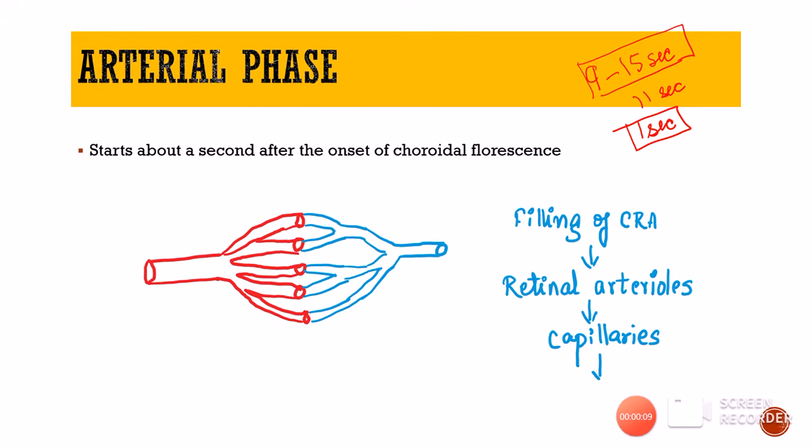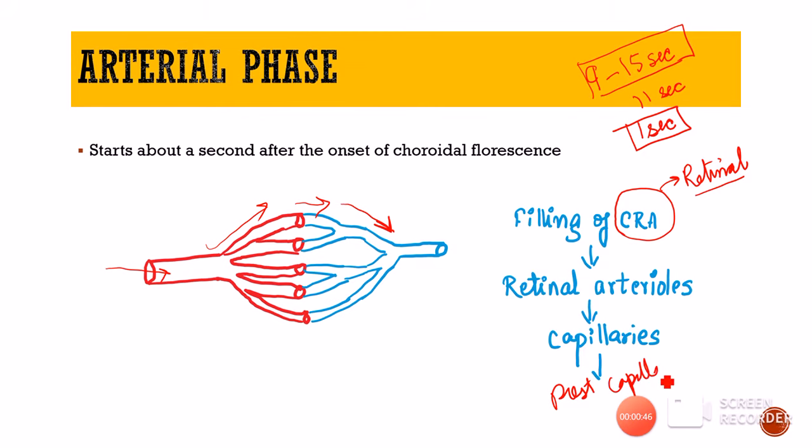So the arterial filling actually starts with the filling up of the central retinal artery. I already told you that the retinal system of the vasculature is actually coming from the central retinal artery. So the central retinal artery will get filled up, and then the blood will flow through the retinal arterioles, and finally they are going to go into the capillaries. And then we have the post capillary venules. So all this passage actually constitutes the arterial phase, passing and filling of the central retinal artery, retinal arterioles, capillaries, and then the post capillary venules.